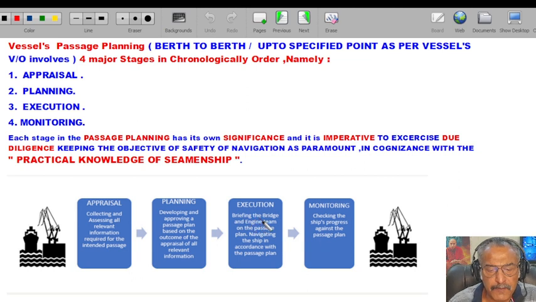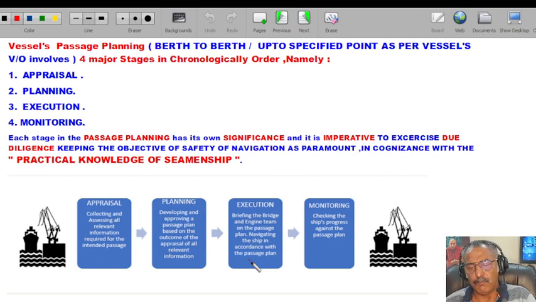Execution. The briefing of the bridge and the engine team on the passage plan, navigating the ship in accordance with the passage plan. So execution is the third stage, where you basically brief the bridge and the engine room team that once a passage plan is prepared, what are the critical aspects of the passage plan, be it your UKC, your depth, draft constraints, or anything which is hampering your safety of navigation. All those things come into the third stage, that you have already taken the assessment of all the aspects of your comprehensive passage planning, and now you're aware of it.